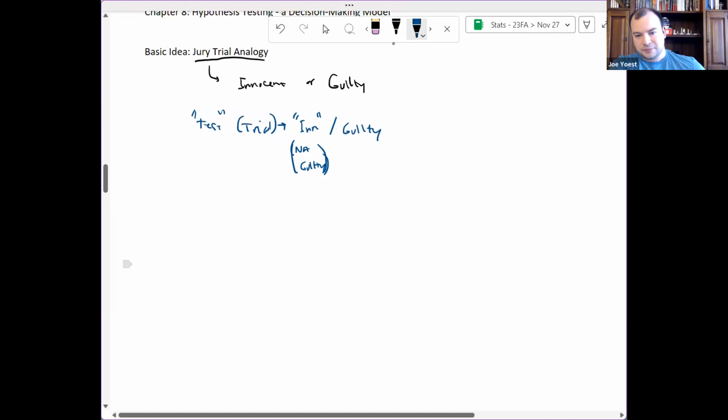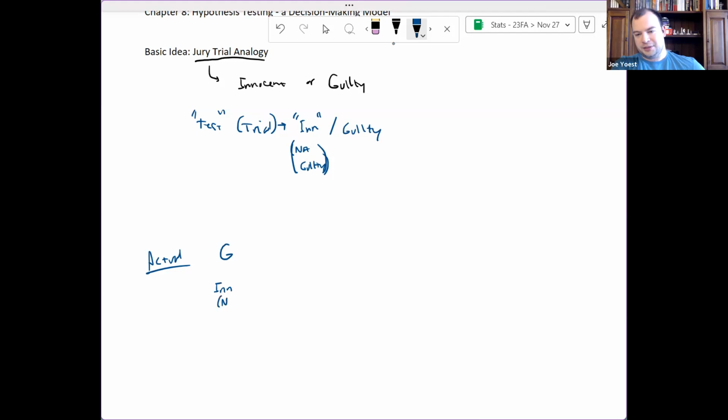So let's consider a chart. There are two actual states. The person is guilty or they are innocent / not guilty. And there are two states for the test. Actually, I think I want to do this the other way. It doesn't matter which way you set this up, but I'm trying to keep it consistent with some of the other tables that we've made in the past.